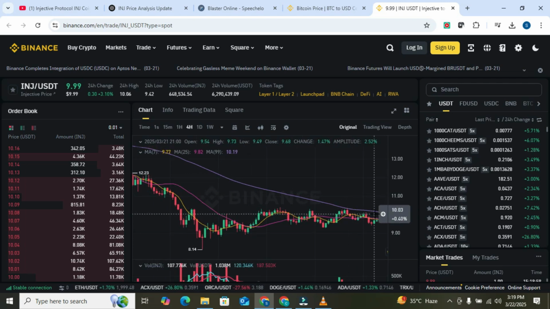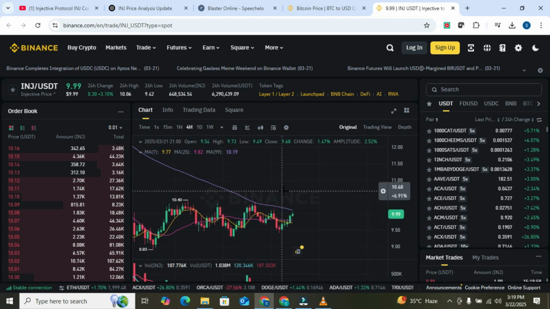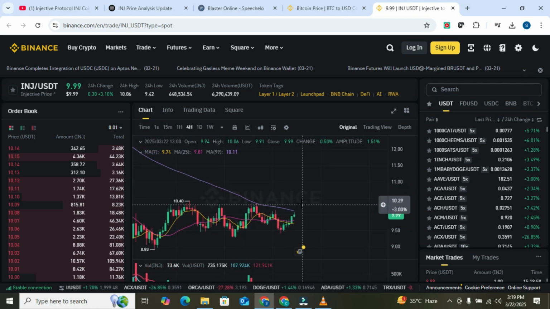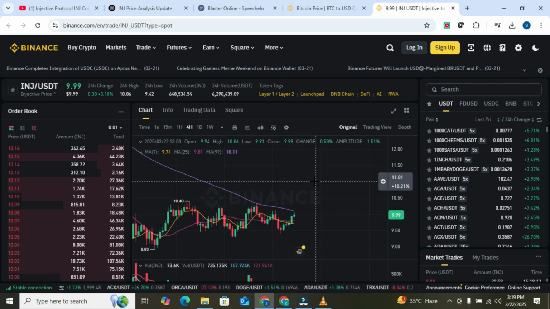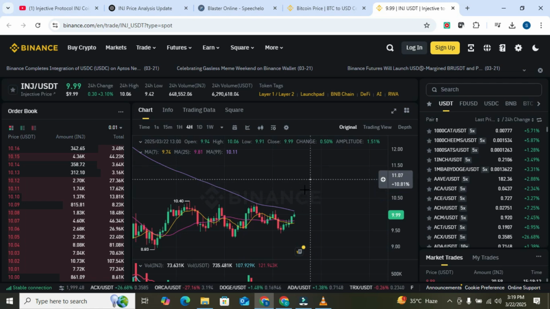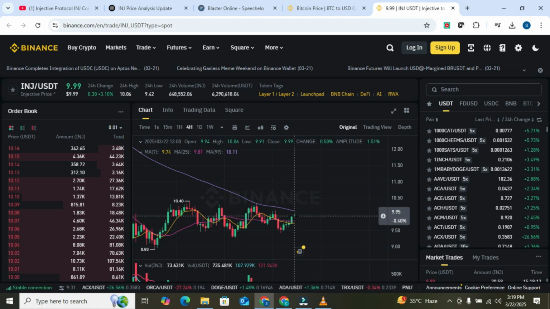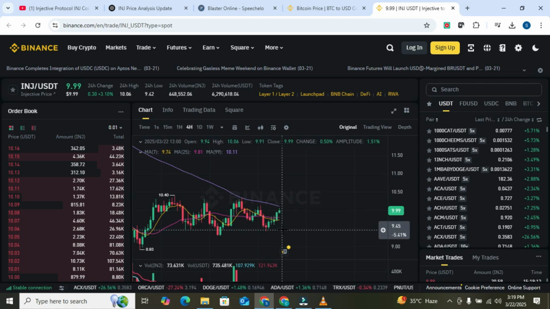For an uptrend, INJ must break above resistance, starting with the recent swing high from March 2024 at around $12.77. For a bullish scenario, we need a 5-wave move up breaking previous highs. If INJ clears $12.77, the next target is $14 and beyond.